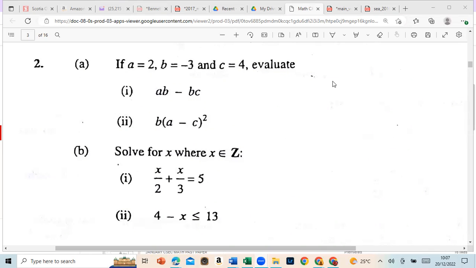All right, so we're gonna begin. We're gonna look at number 2. Previously, we looked at problem solving 1. So now we're gonna look at number 2. All right, let's get right into it.